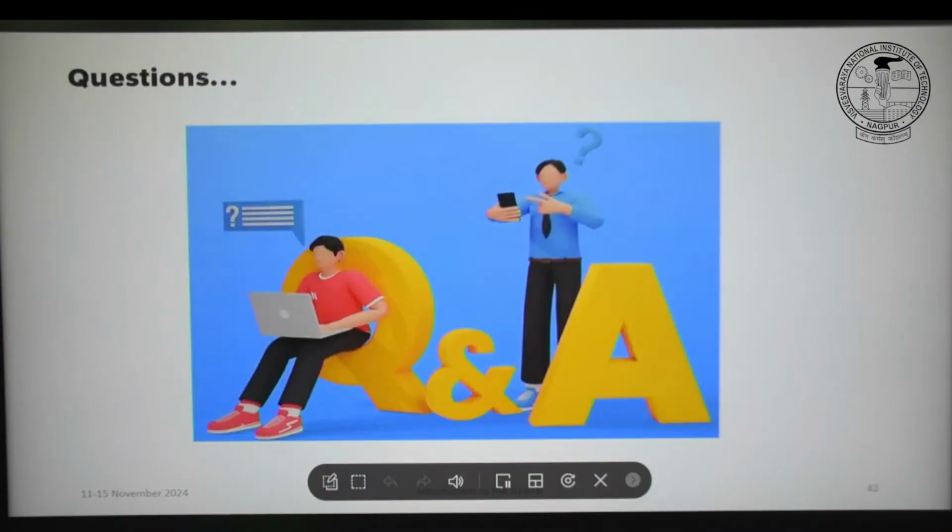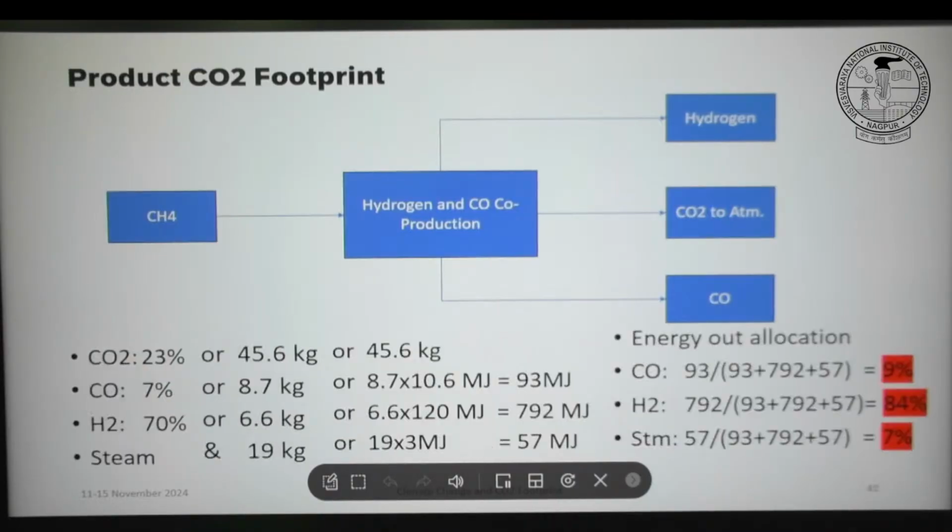I think I had only two slides. Shall I? Okay, just two slides. I requested and Dr. Shinde agreed. Sorry, between you guys.